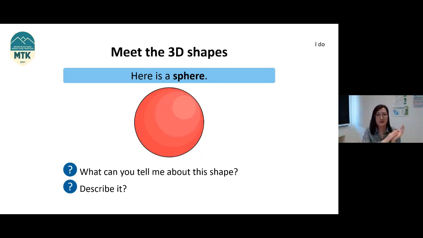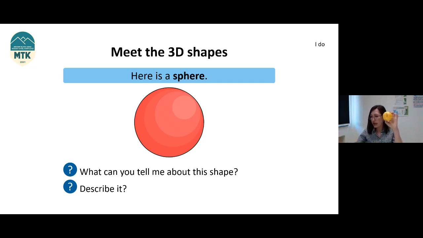That's one of my favorite 3D shapes, and it's called a sphere. What can you tell me about this shape? Can you describe it? What do you think? Does it have vertices like a pyramid? For example, a pyramid has a vertex. Yes, vertices. Well, how about the sphere? Does it have? No, it doesn't. Well done.